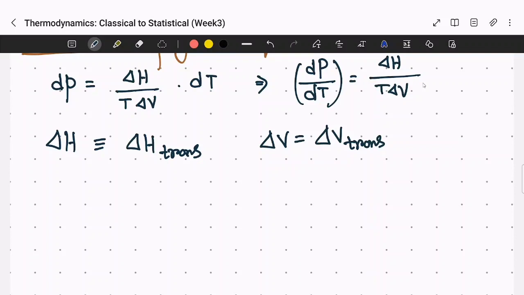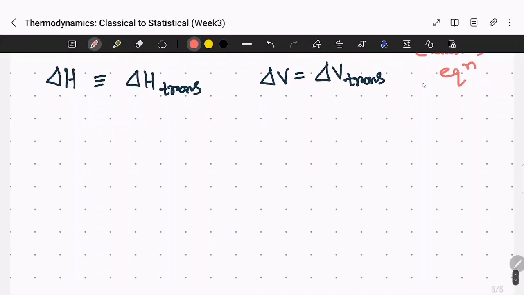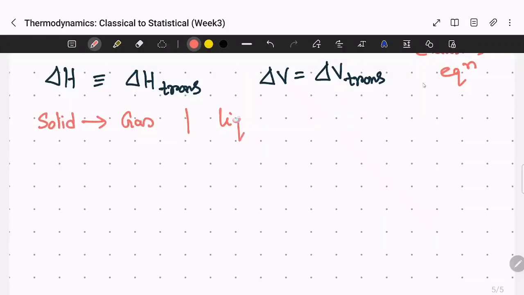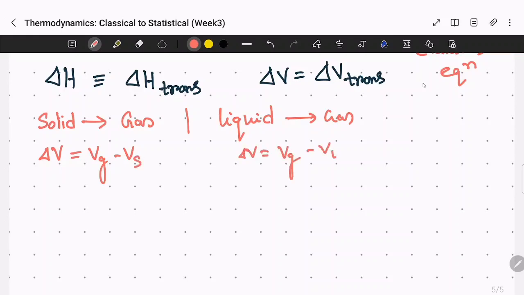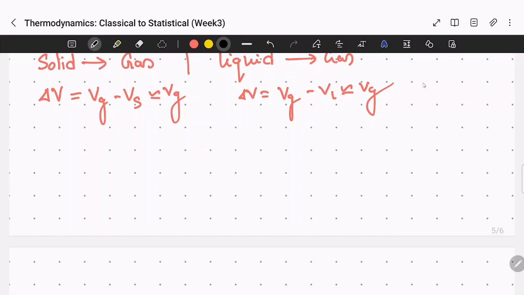Now we have to understand what the Clausius Clapeyron equation is. This is the Clapeyron equation, and we just have to put some conditions in it. Consider the transition for solid to gas or liquid to gas. Why are we considering these two transitions? For solid to gas, del V is Vg minus Vs, and for liquid to gas, del V is Vg minus VL. Both are equivalent to Vg, because the volume of gas is much higher compared to the volume of solid or liquid. So you can approximate this way, and it is a good approximation. You can write del V is essentially Vg, which is nRT by P.